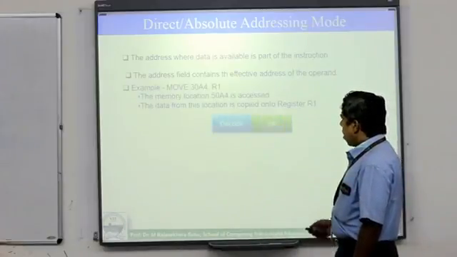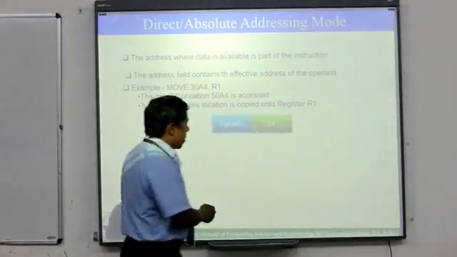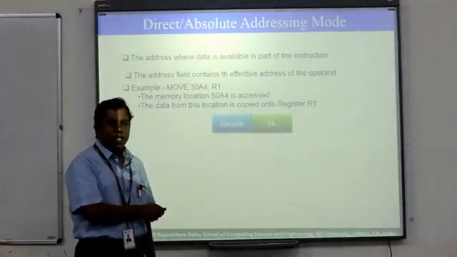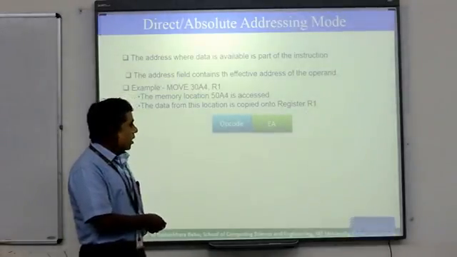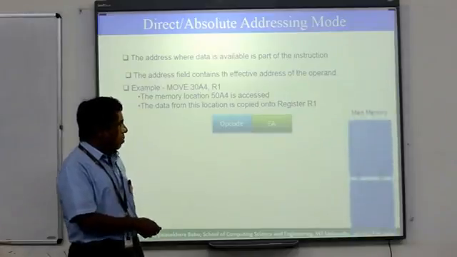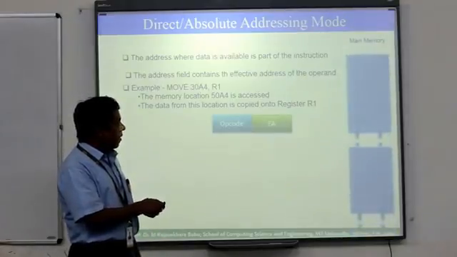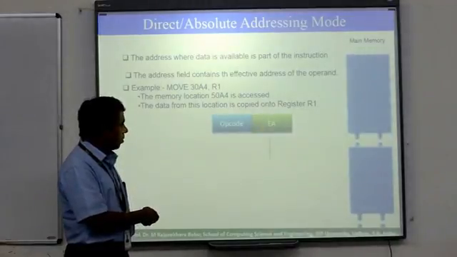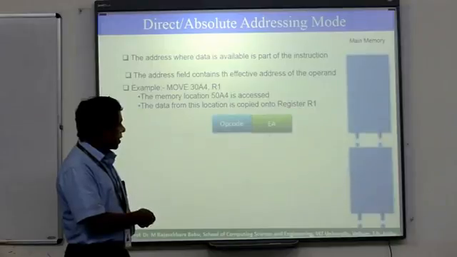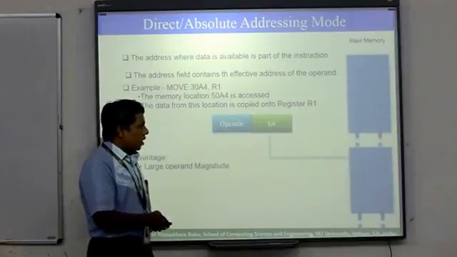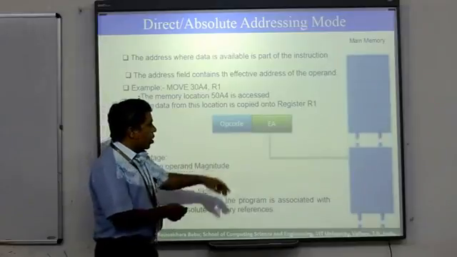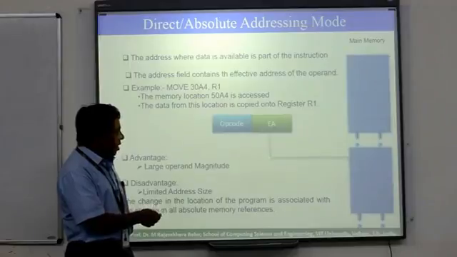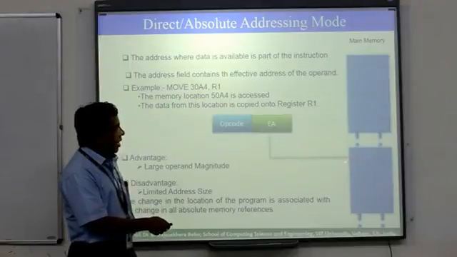If you see here, this is the opcode and this is the effective address. That means this is not an operand; it is the address at which the data is available. Assume this is the main memory. The CPU goes to this address and gets the data from there. So this is the effective address, the address in which the operand is available, and the CPU goes to the main memory and gets the data.